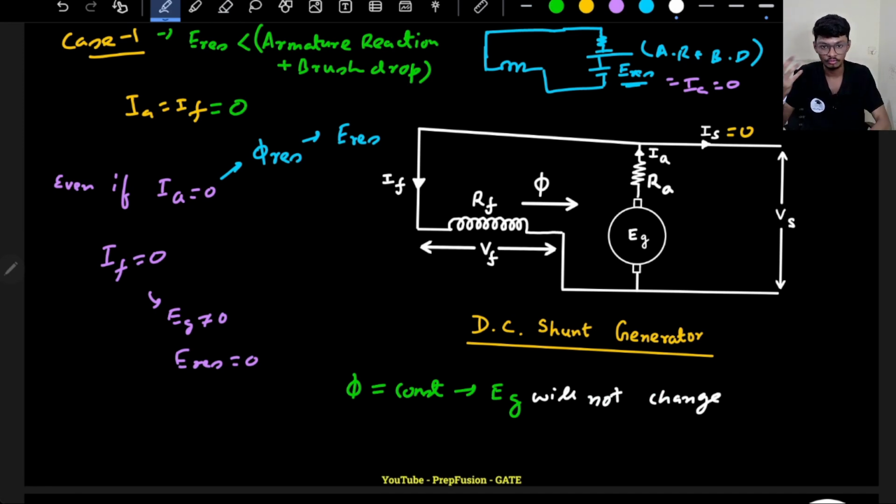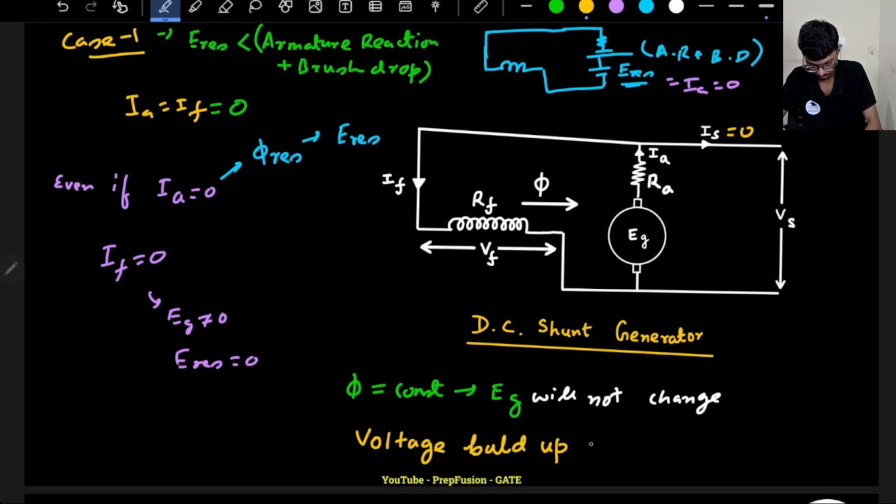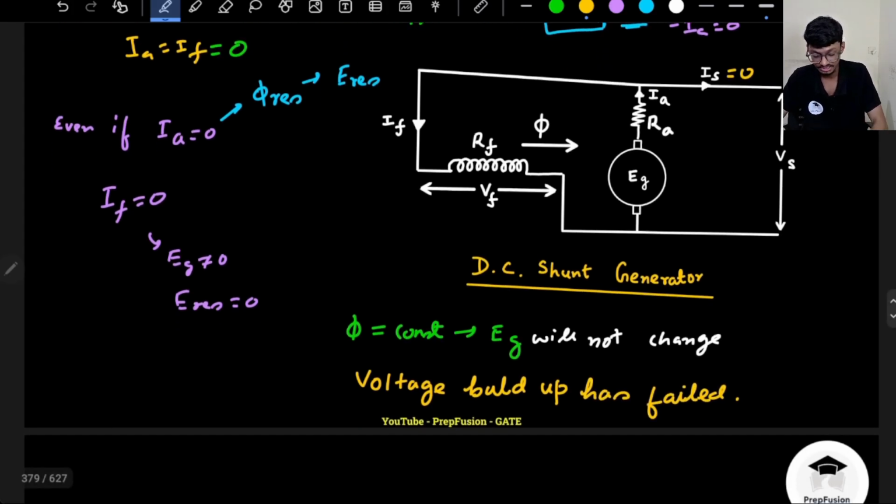So what do I mean by voltage buildup? That we will learn in the second case. So in this case, the voltage buildup has failed.